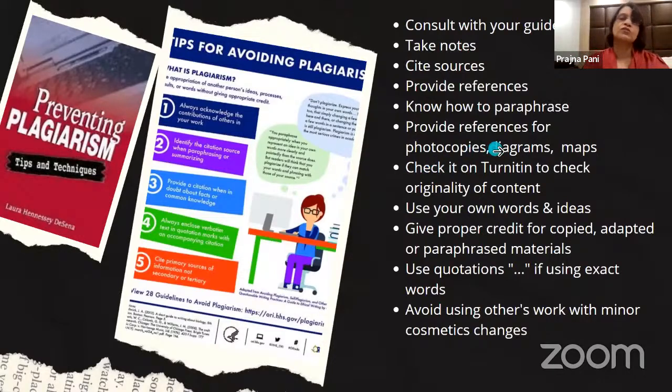So whatever you use in your document, like photocopies, diagrams, maps, tables, any image that you borrow, provide references. That is very, very much essential. And it is the responsibility of the scholar to ensure that the document is free from plagiarism. So to ensure this, you can use reliable tools like Turnitin to check the similarity index or the originality of the content. Use your own words as far as possible.